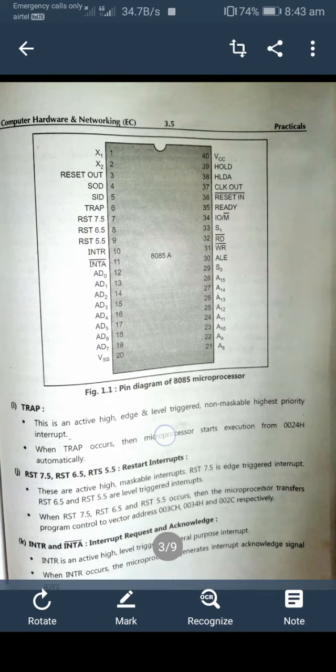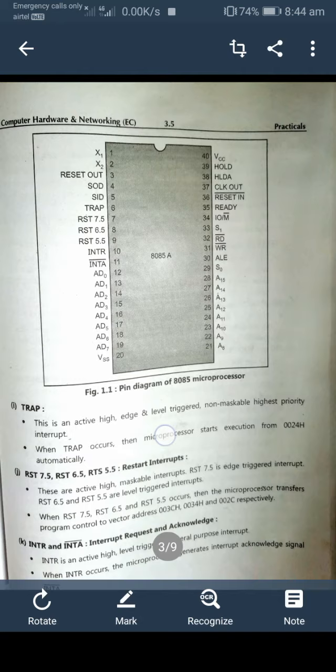X1 and X2. These are clock input pins connected to the crystal, LC or RC circuit. LC means inductance and capacitor circuit and RC means resistor and capacitor circuit. The crystal frequency is divided by 2 and used as the operating frequency. CLK OUT. This is an output clock signal used as the system clock. The internal operating frequency is available on this pin and is used to operate other devices in the system at the same speed.